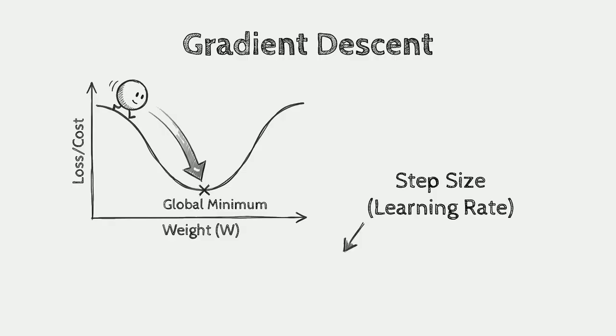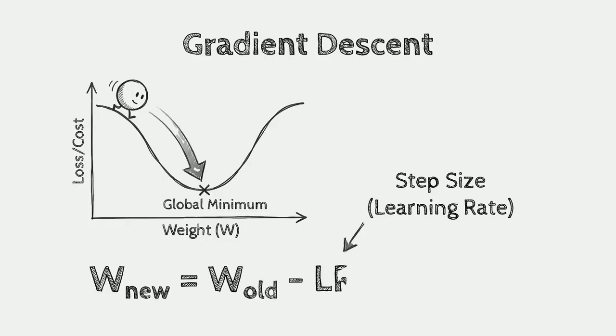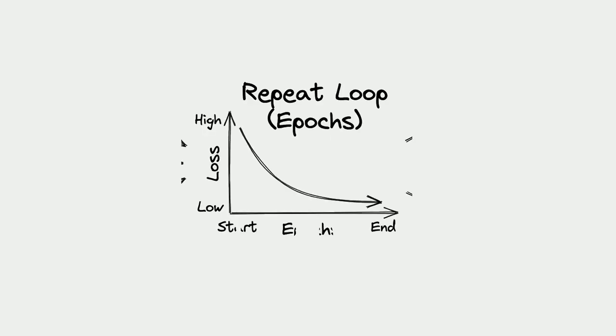So the update rule looks like this. New weight equals old weight minus learning rate times the gradient of the loss with respect to that weight. This process repeats over and over. We show the network many examples. Each full pass through the dataset is called an epoch. Over time, the loss decreases and the network's predictions improve.